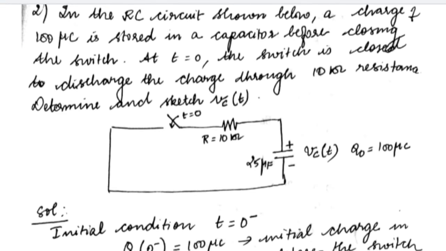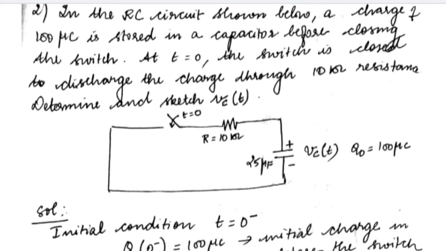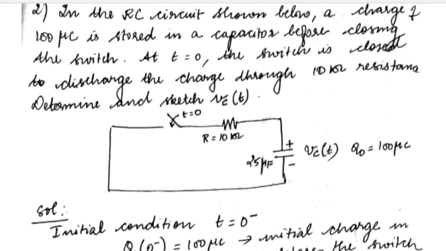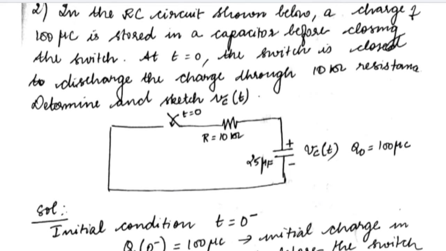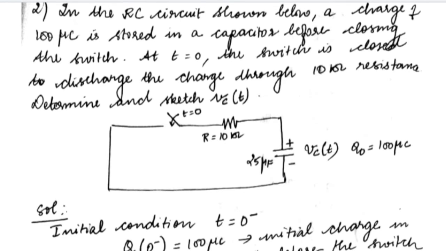We need to calculate the charge stored in the capacitor before switching, so we need to find the voltage across the capacitor, taken as V of 0 minus. We already know the formula Q equal to CV. So Q naught of 0 minus is equal to C V of 0 minus. From this, V of 0 minus is equal to Q naught of 0 minus divided by C. Substituting the given values, 100 microcoulomb divided by 25 microfarad, we get a voltage of 4 volt before switching.